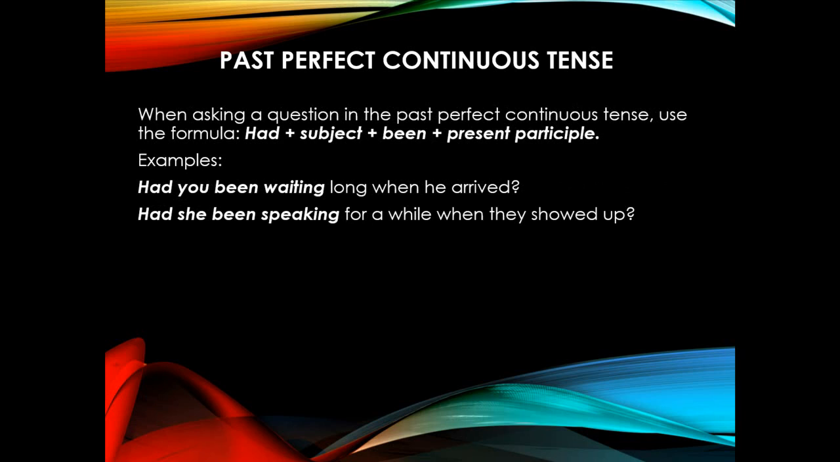Now, if we make past perfect continuous tense into question type, then the structure will be like this. Had, we place the auxiliary verb at the first of the sentence, then subject, then been plus present participle, that means verb with ing. Example: had you been waiting long when he arrived? Had she been speaking for a while when they showed up?